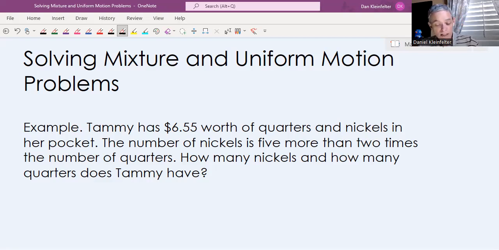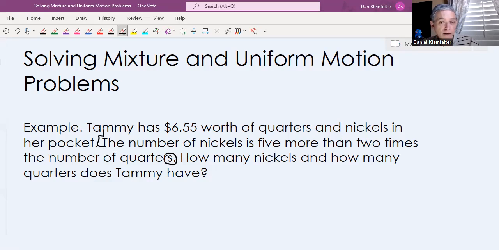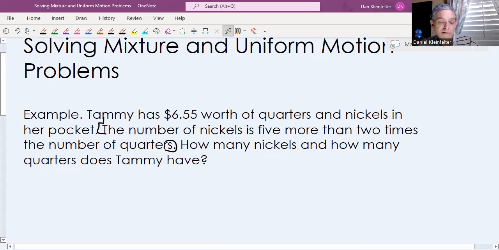This question is asking us how many nickels and how many quarters Tammy has. This sentence is telling us the number of nickels in terms of the number of quarters. So I think using quarters for our variable is going to be the easiest to understand. Often with word problems, it's a good idea to use a meaningful variable name, like N for nickels or Q for quarters. My Q's tend to look like 9s though, so I'm going to stick with X for this one. So X will be the number of quarters.